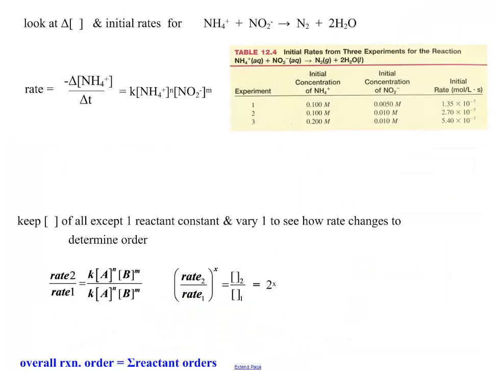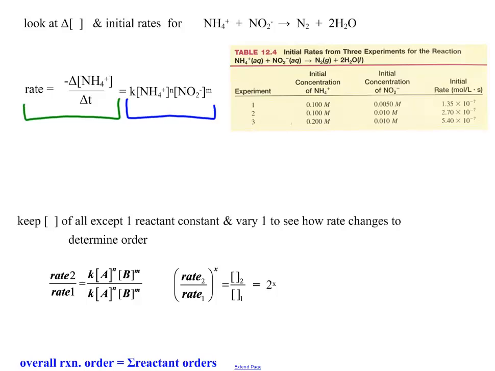If we look at a new reaction, we're looking at the change in concentration and at the initial rates for this reaction of ammonium ions plus nitrite ions, which gives us nitrogen plus 2 waters. We can write the rate equation, which is the rate equals the change in concentration over the change in time, and that is equal to the rate law for the reaction. So it's K times the concentration of ammonium to the N order times the concentration of our second reactant, nitrite, to the M order. How do we figure out what the values for M and N are?